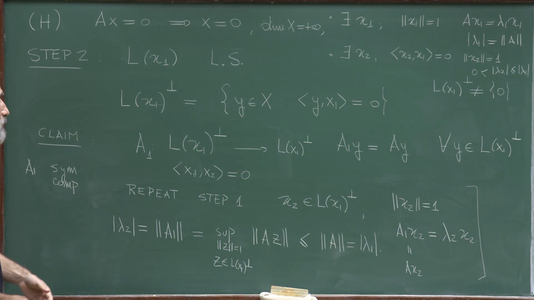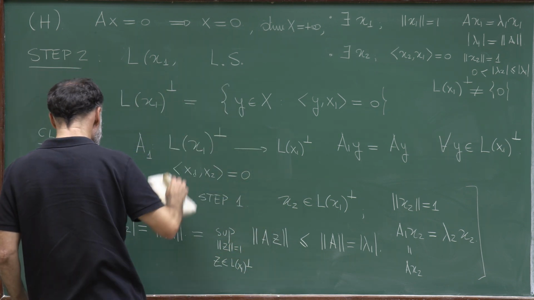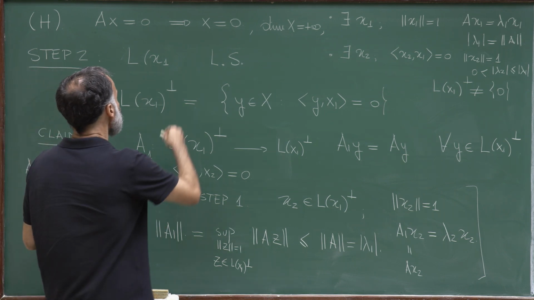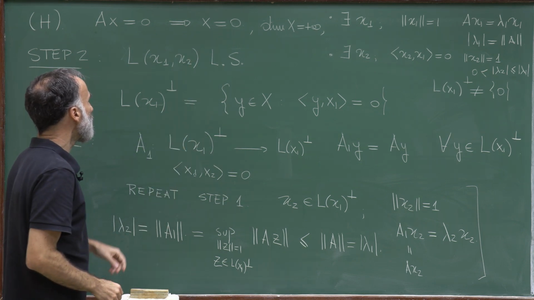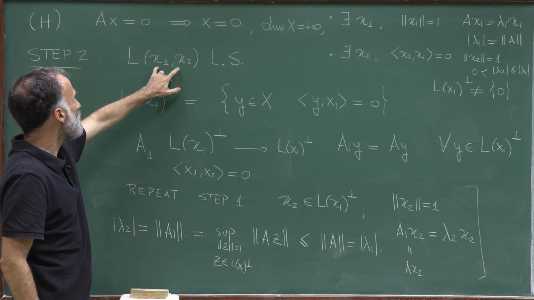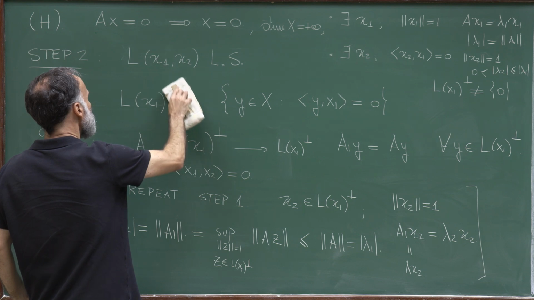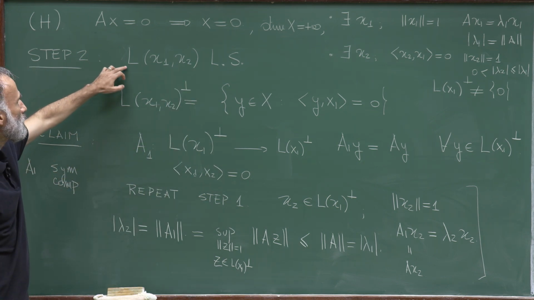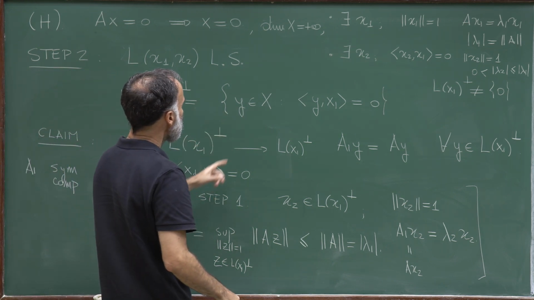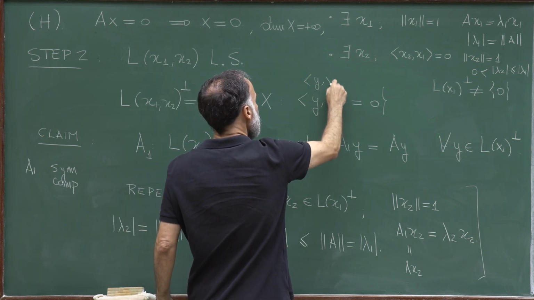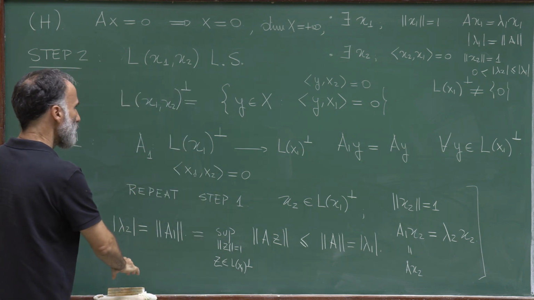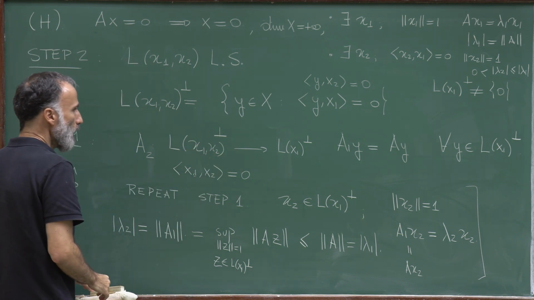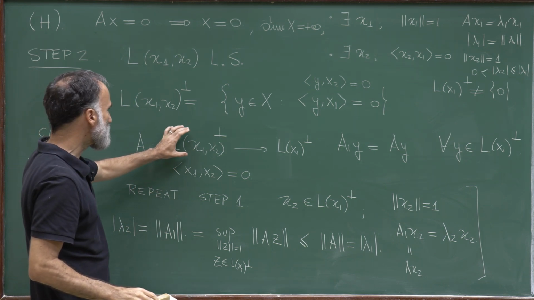And now we can iterate this argument. Iterate this argument in which sense? Well, instead of considering the linear space generated by x1, I can consider the linear space generated by x1 and x2 and call that L(x1, x2). So these are all linear combinations of x1 and x2. I can consider the orthogonal space of this space. So these are all points in X which are orthogonal to x1 and x2. And consider the operator A restricted to this space. Repeat this argument to show that A2 actually sends this space into itself.